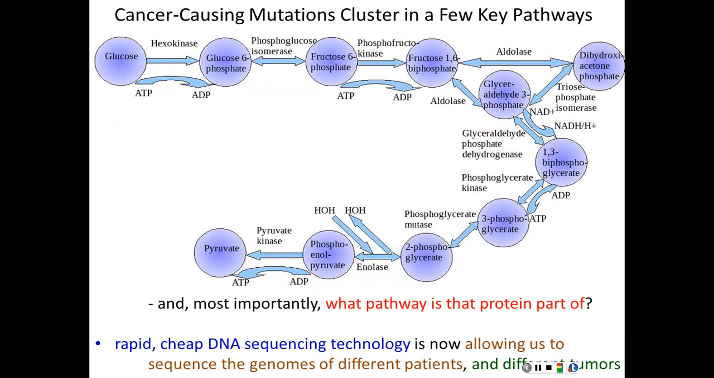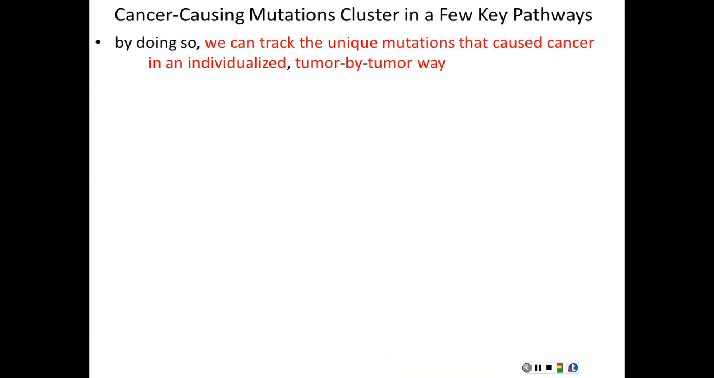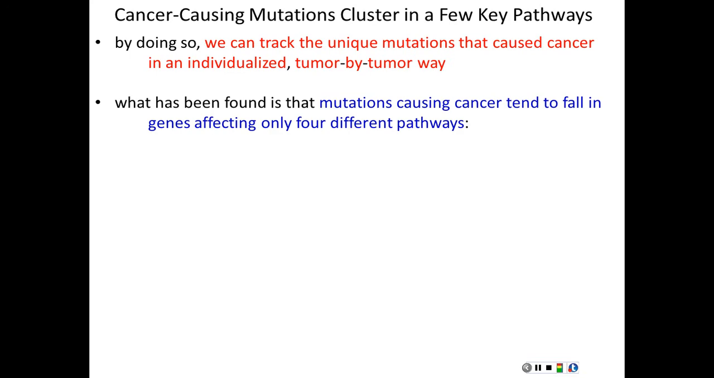Rapid and cheap DNA sequencing technology is now allowing us to sequence the genomes of different patients, more importantly, sequence the genomes of different tumors and compare the DNA mutations between those tumors to see what they have in common and what's different. By doing these tumor sequencing projects, we can track the unique mutations that cause the cancer in those tumors in a very individualized tumor-by-tumor way. And what we have found by doing this is that mutations causing cancer tend to fall into genes for proteins that really affect only 4 different pathways.